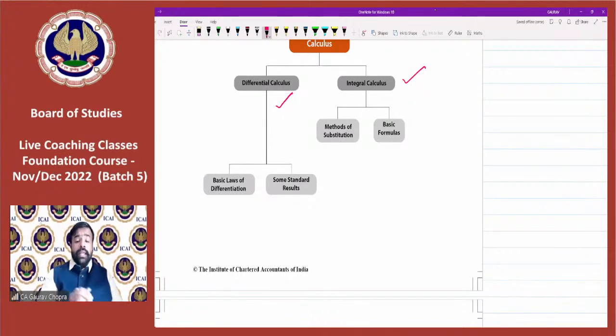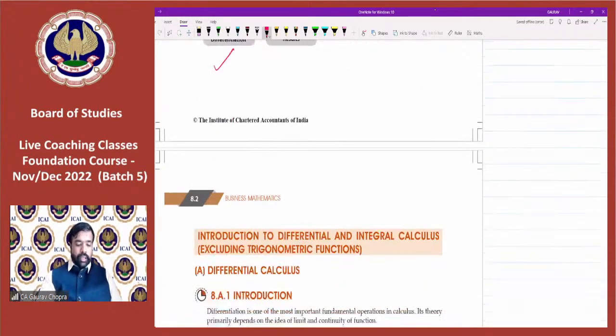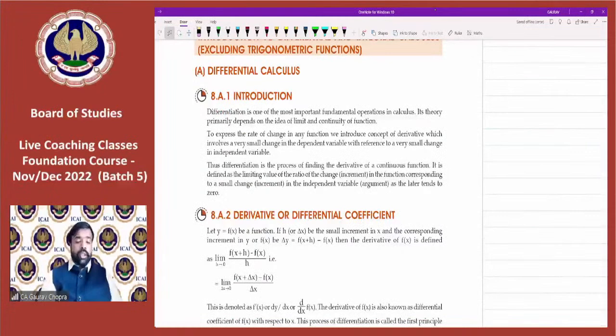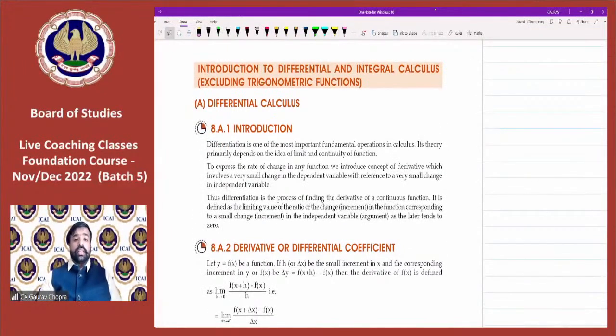Then in differential calculus, we are going to discuss the basic laws of differentiation first. What are the rules? What are the formulas for doing differentiation? And after that, we will do some higher order questions. Whenever we are talking about the term differential, what is the meaning of differentiation? It simply means rate of change. Differentiation simply means the rate of change in one variable with respect to another.